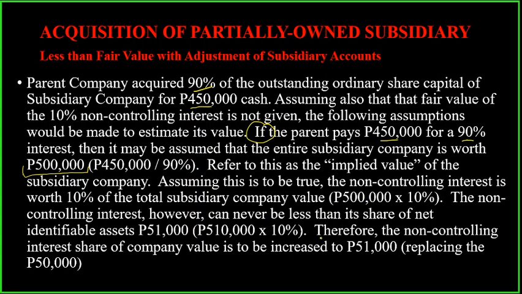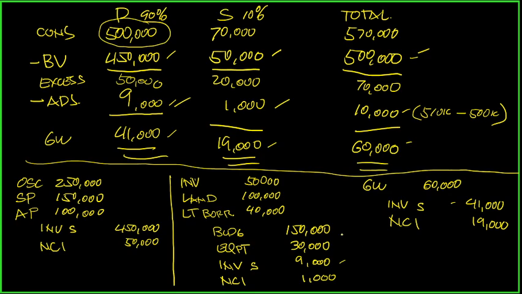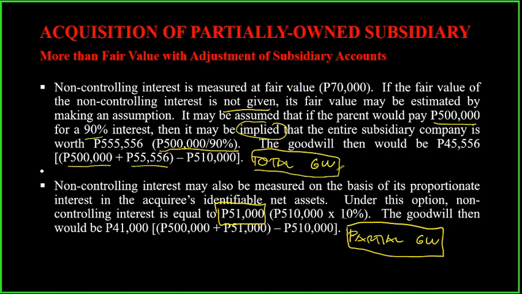The non-controlling interest, however, can never be less than its share of net identifiable assets, which is 51,000. So, ibig sabihin, magkakaroon din siya ng gain. So, hindi pwede yun, no? Therefore, the non-controlling interest share of the company value is to be increased to 51, replacing the 50. Ano ibig sabihin nito? Balik tayo sa computation natin kanina. Dito, o kaya dito na lang sa isa.